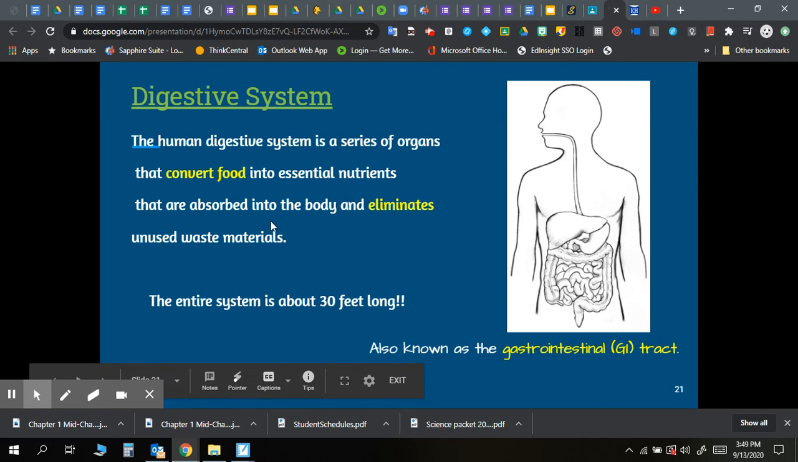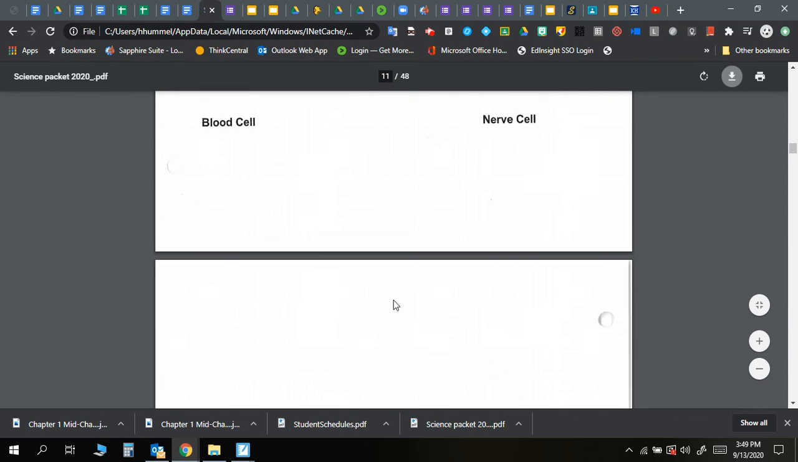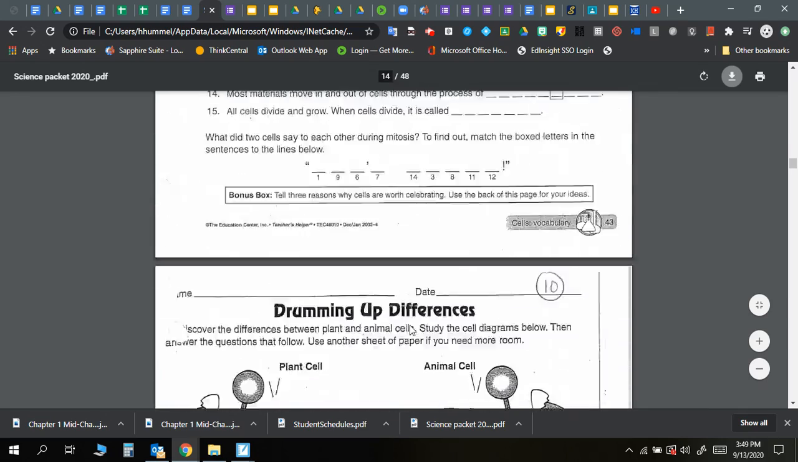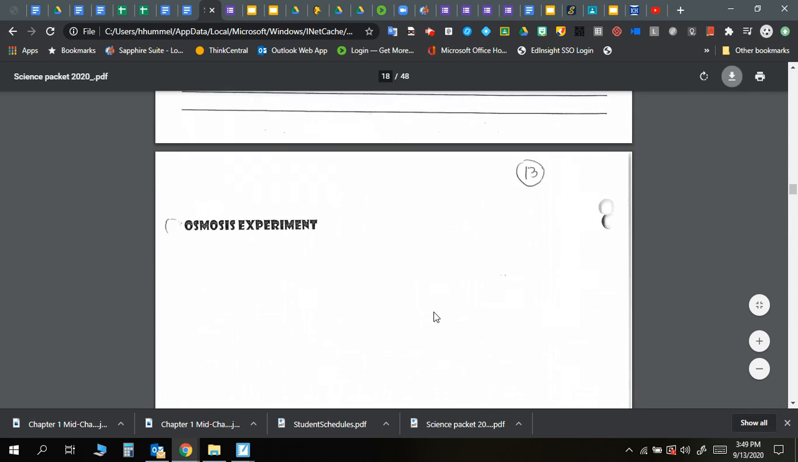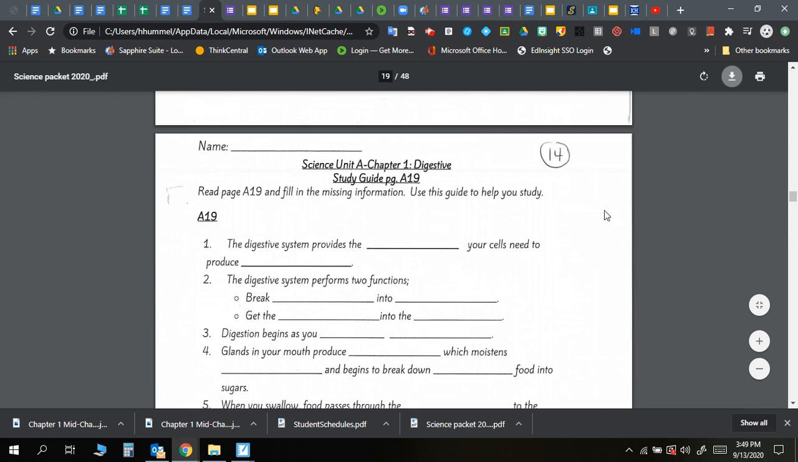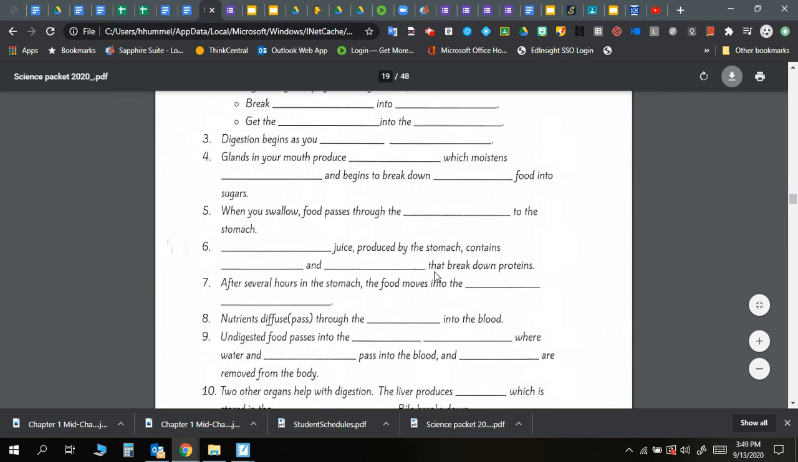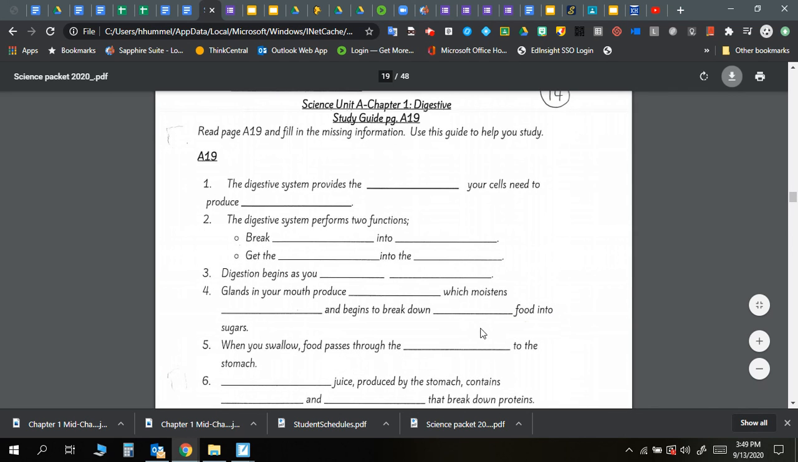So what I'd like you to do right now is get your notes, and let's check what page it's on. On your study guide, it's going to be on page 14 of your science packet. So you're going to go ahead and complete the notes using your book.